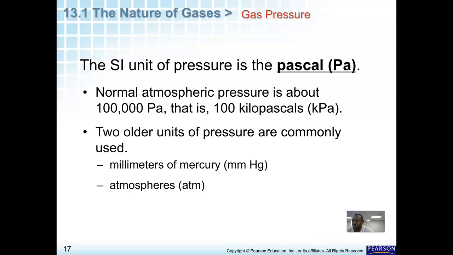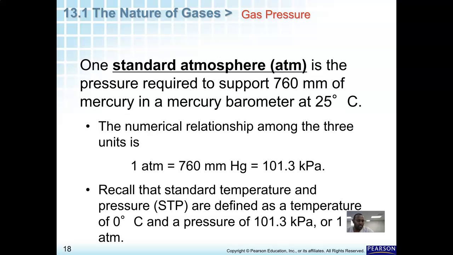Hg is the symbol for mercury in the periodic table. And the other unit is atmospheres, which is ATM in short. One standard atmosphere, or 1 ATM, is the pressure required to support 760 millimeters of mercury in a mercury barometer at 25 degrees Celsius. When the temperature of the surroundings at sea level is 25 degrees Celsius, if you measure the pressure, the atmospheric pressure will support the mercury for about 760 millimeters. So 1 ATM means 760 millimeters of mercury, which also equals 101.3 kilopascal.